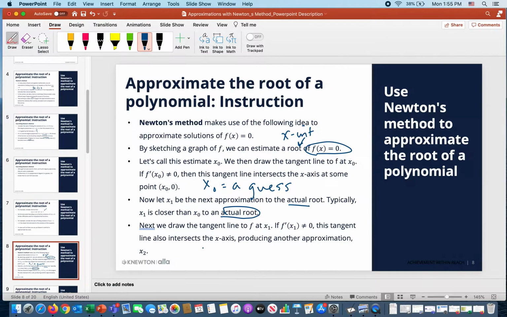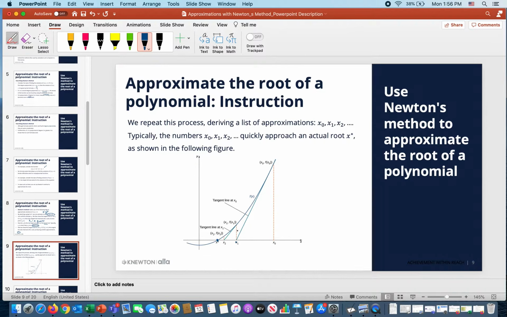This tangent line also intersects the x-axis, producing another approximation x sub 2. So that's the idea, that we're getting tangent lines that approach the actual x-intercept. Okay, and that's what the purpose of this picture was.